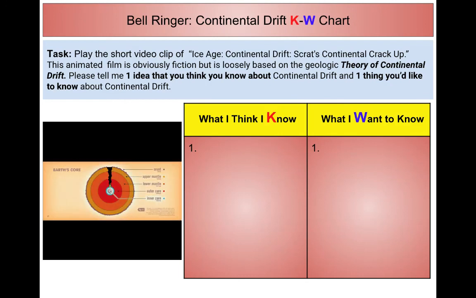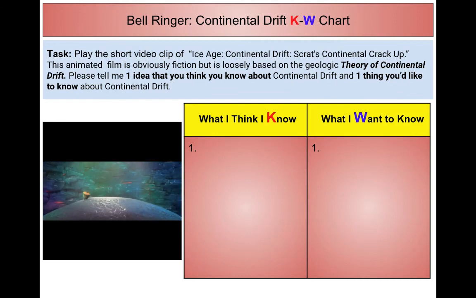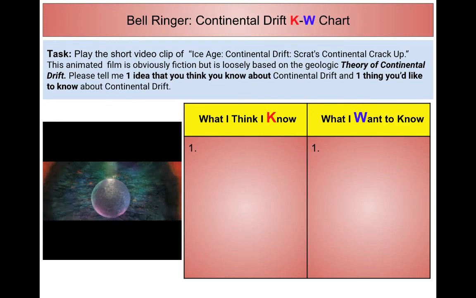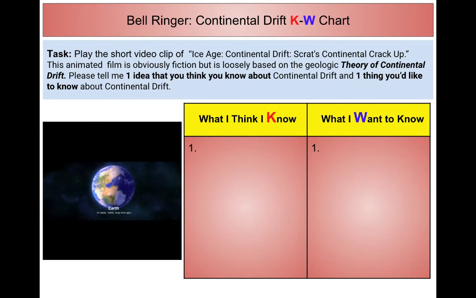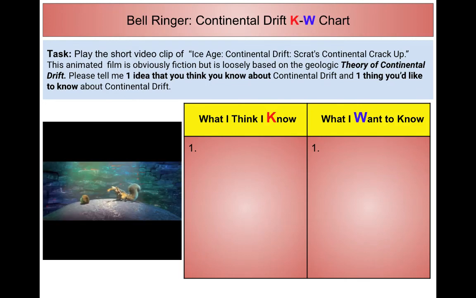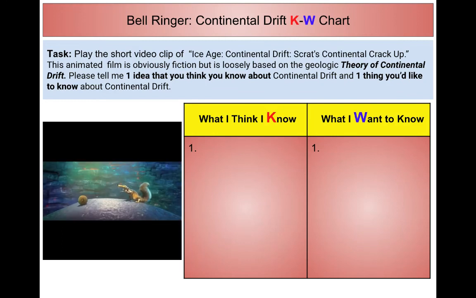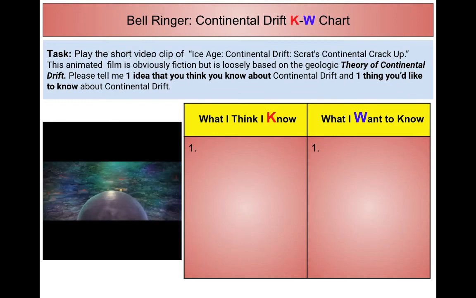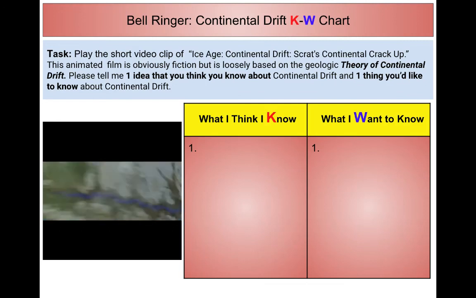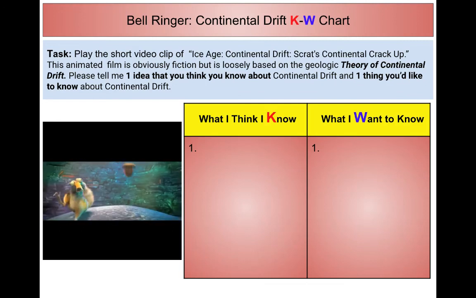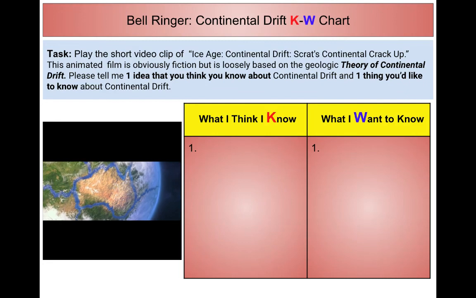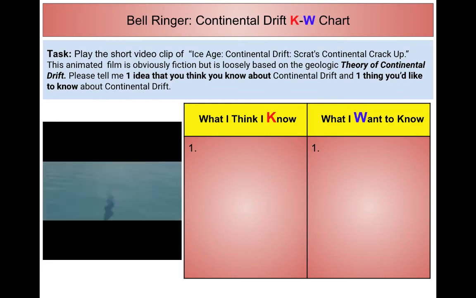So once you complete the bell ringer, then I would like for you to complete the short reading assignment and please highlight that reading assignment. You get credit for highlighting. Highlight in Kami and answer the very quick follow-up questions for today. So bell ringer, reading, follow-up questions due today, due tomorrow, Tuesday, on the theory of continental drift.